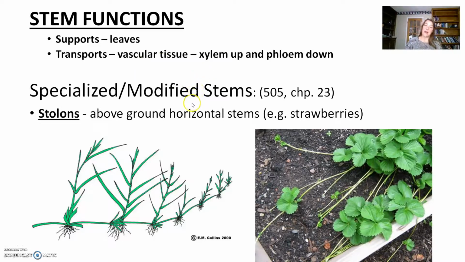Now let's talk about some specialized modified stems. You have something called stolons. Now these are above ground horizontal stems.